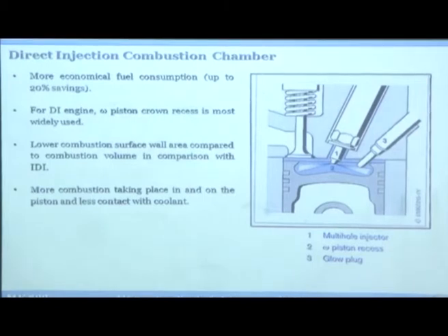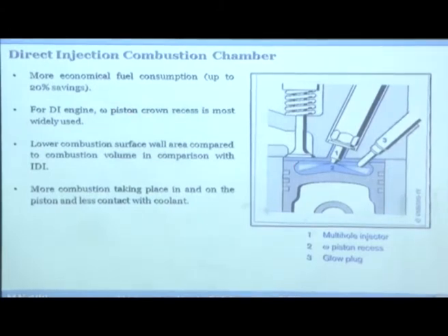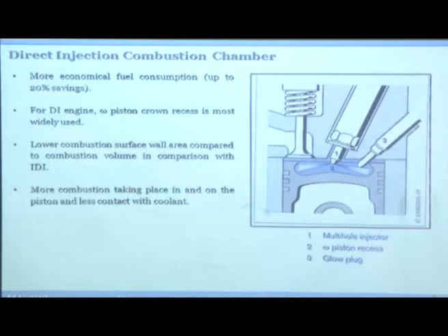The main advantage of direct injection combustion chamber is that it is more economical. Its fuel mileage is about 20% higher than IDI engines. For DI engines, omega piston recess is most widely used. So this design is used mostly in DI engines. If you look at any piston and you see omega recess, you can say that this engine is a direct injection engine. It has lower combustion surface wall area compared to combustion volume in comparison to IDI.